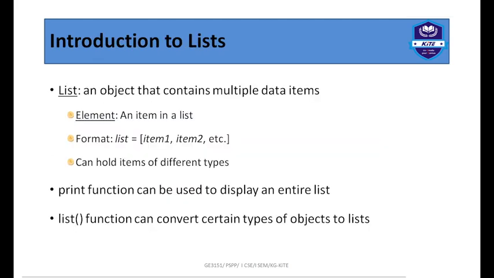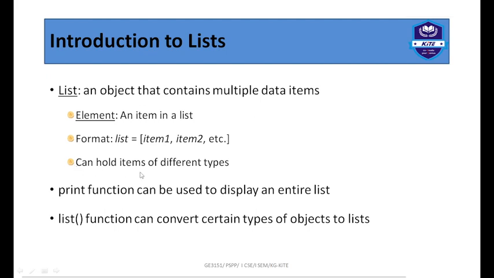Before discussing the operations, we are going to have a little recap on what a list is and how lists are created, and then move to the second set of operations. As we discussed earlier, a list is an object that contains multiple data items. An element is otherwise called an item. A list is created as: name of the list equal to, and within the square brackets we provide the items of the list separated with commas.